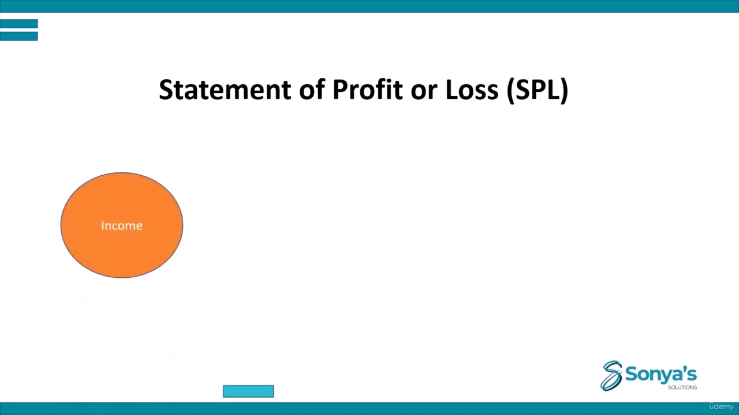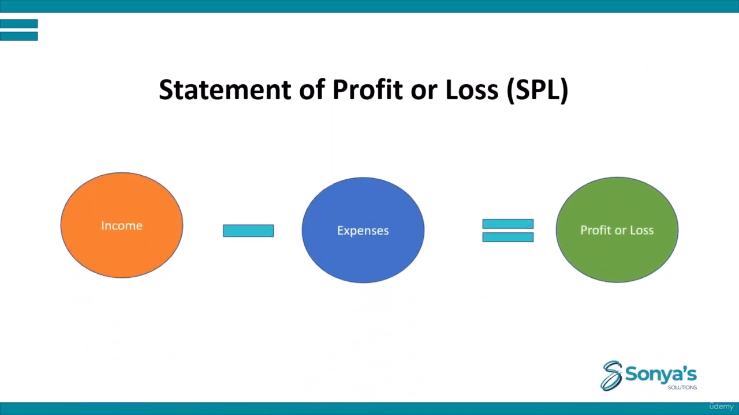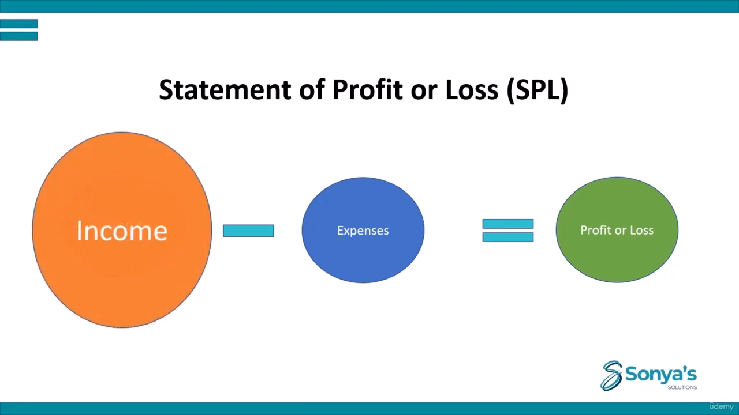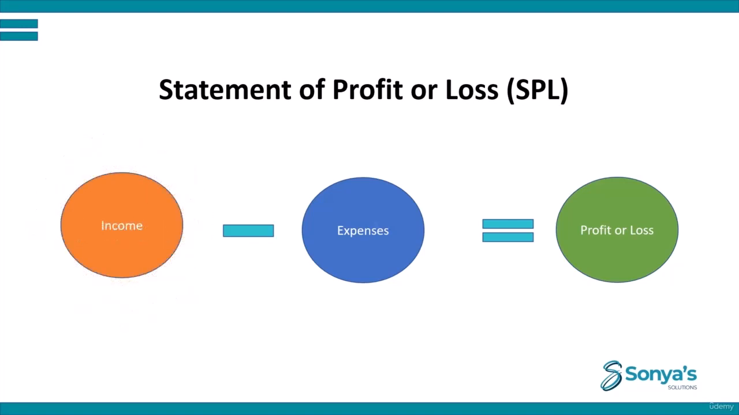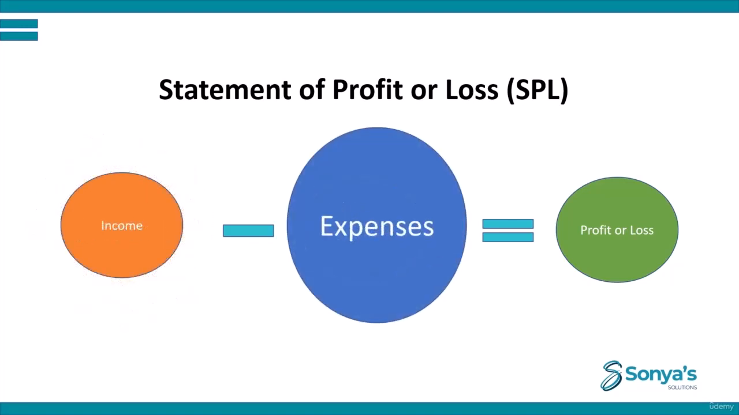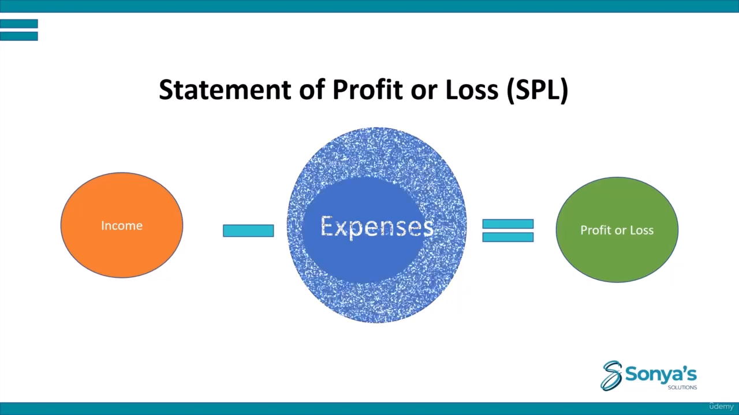The statement of profit or loss is the easiest financial statement to understand, as we simply deduct the business's expenses from its income to calculate profit or loss. Profit is earned when the income is greater than the business's expenses, and a loss occurs when the expenses exceed income.